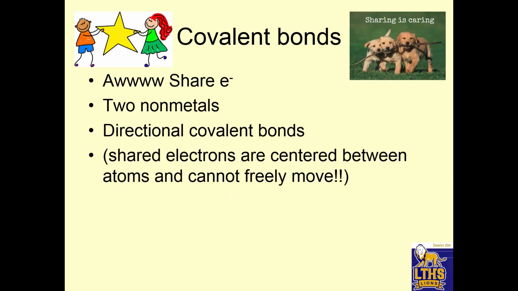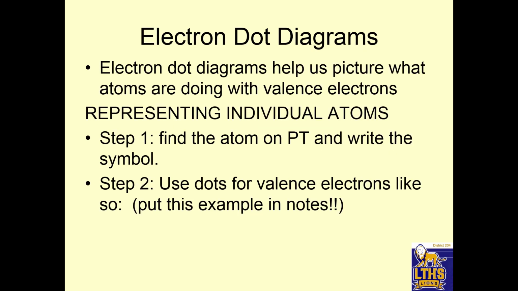You remember how covalent bonding works? Two atoms share electrons. Oh, sharing, covalence. So we can use electron dot diagrams to help us represent atoms and molecules and ions. So if it's an atom, find the atom on the periodic table. Use dots for its valence electrons.